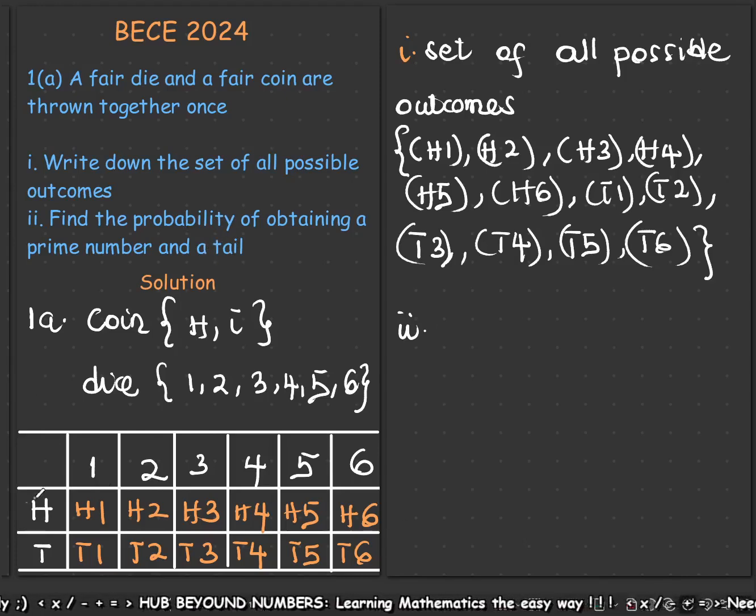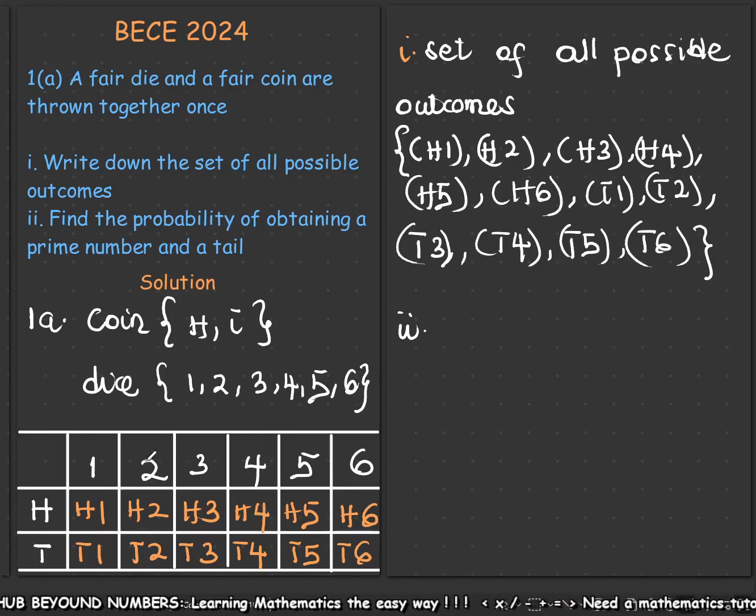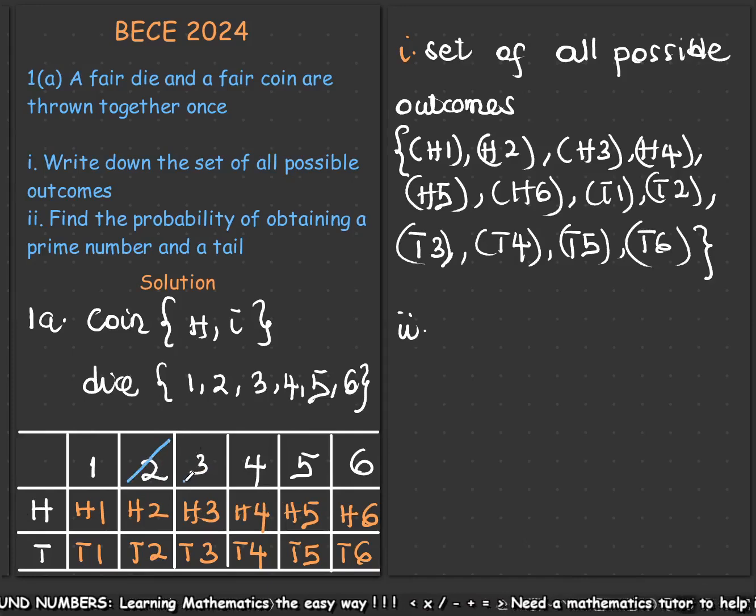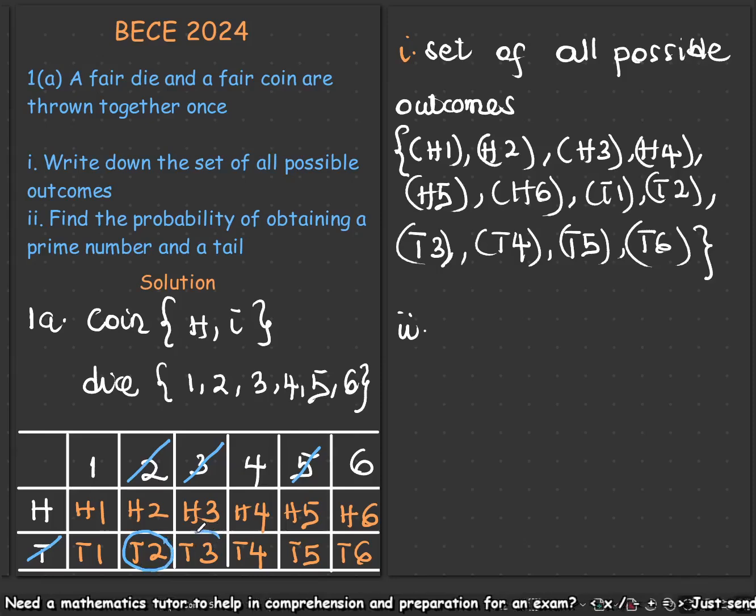So if we come to the outcomes we wrote over here, we know our prime numbers are what? 2, 3, and then 5. And we are talking of it occurring with a tail. So let's look at where these prime numbers and tails meet. So we have 1, we have 2, and then we have 3. These are the outcomes that satisfy the condition we are being given here.